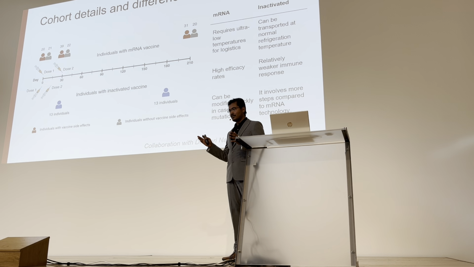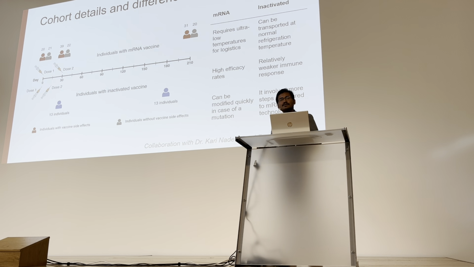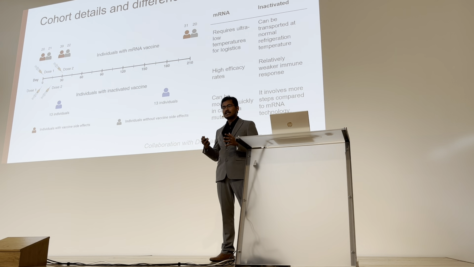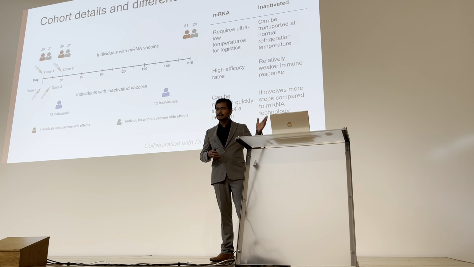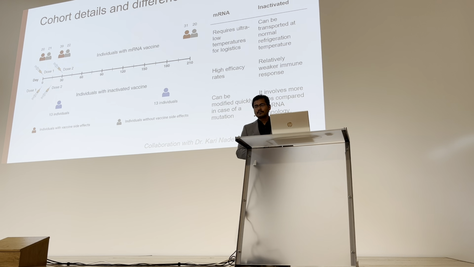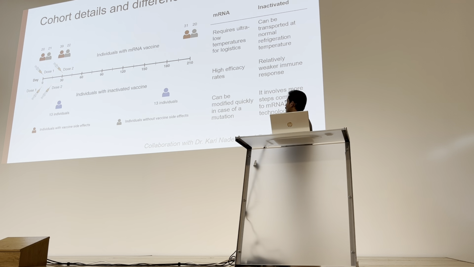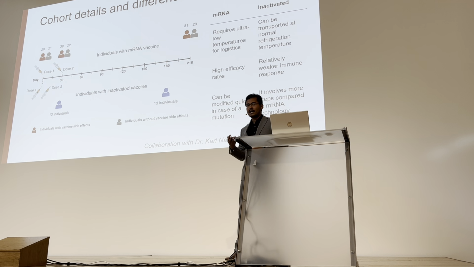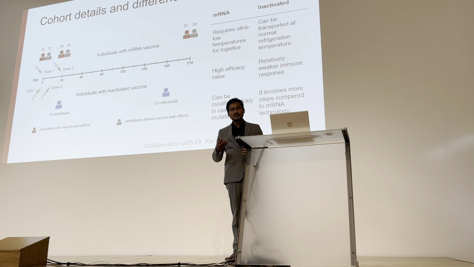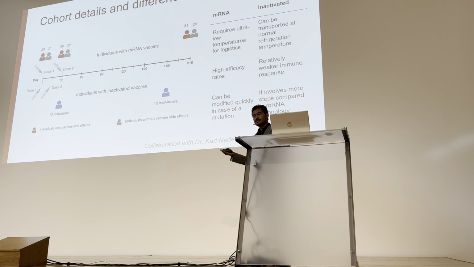These two, mRNA and inactivated, are the most common vaccines used for SARS-CoV. The mRNA vaccine is mostly used in the Western countries, while the inactivated vaccine is used mostly in the Far East, India, China, and parts of South America and Africa. The mRNA vaccine is a new technology, and it requires ultra-low temperature for transportation, which is commonly available in Western countries, but it's not available in all other countries. So that's why the inactivated vaccine makes much more sense.